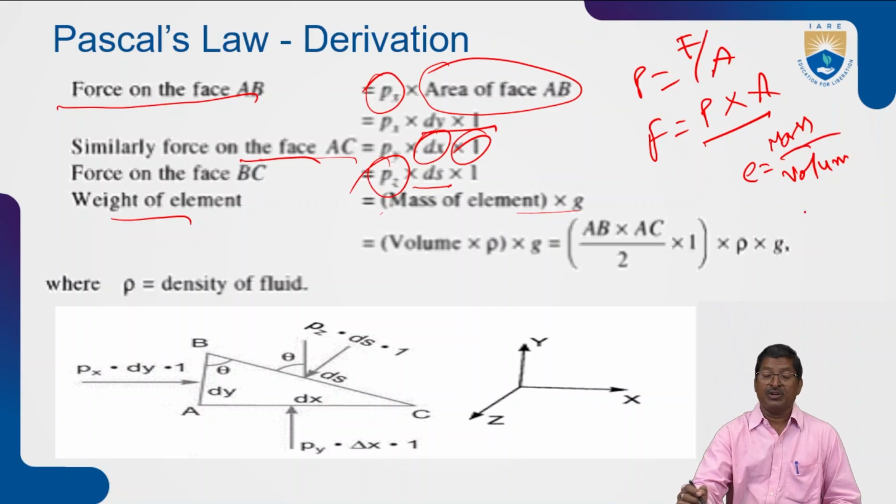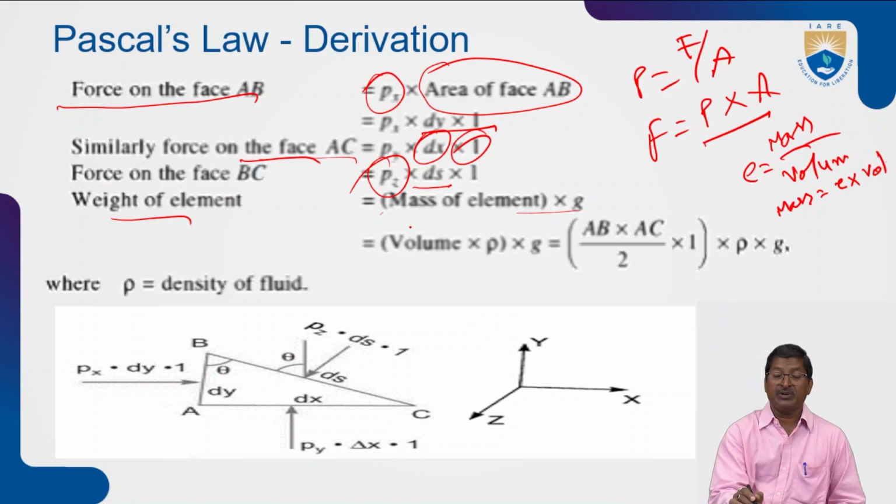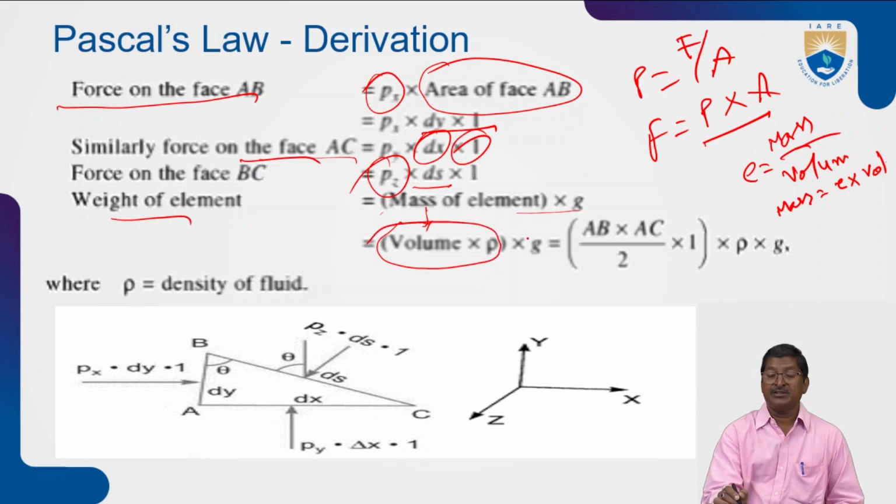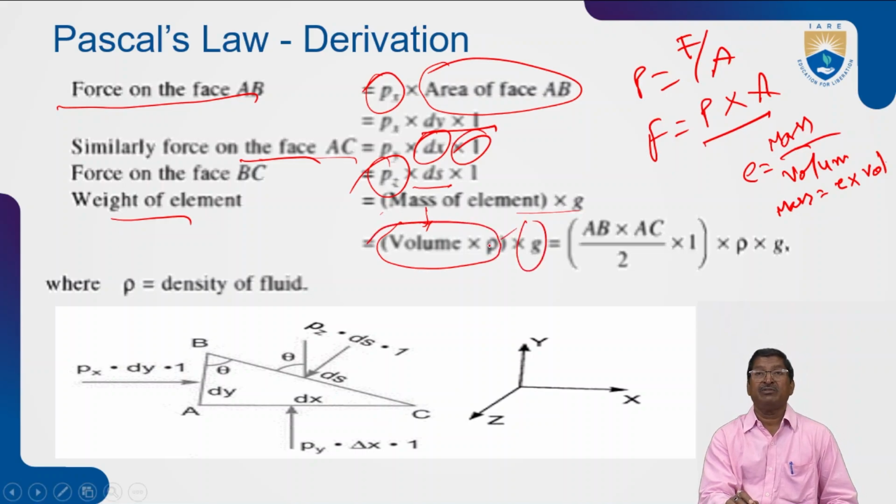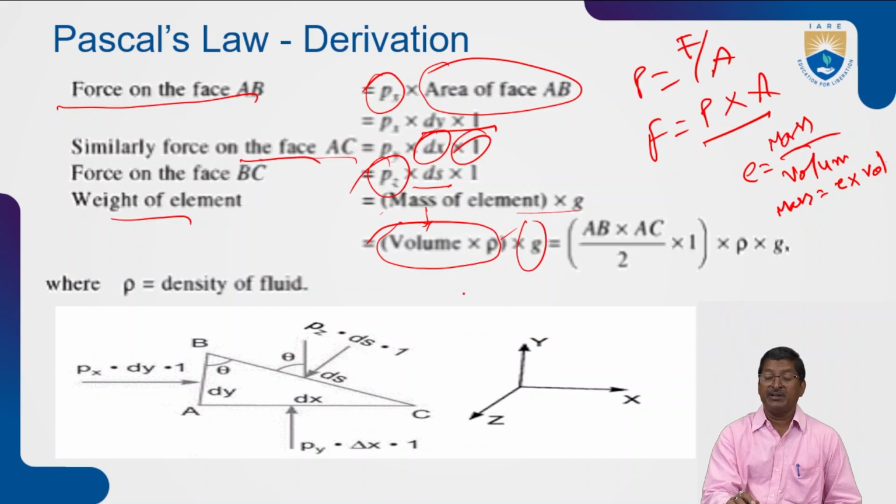Mass by volume. So you want here mass. Mass is equal to density into volume. So that's why mass is here, density into volume. And this is acceleration due to gravity. So how will you get the volume of the wedge element? It is nothing but the half BH.